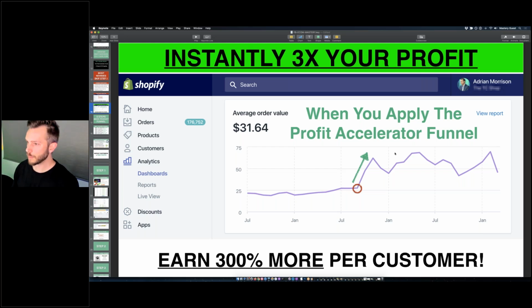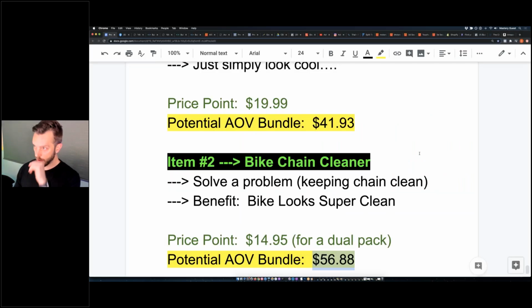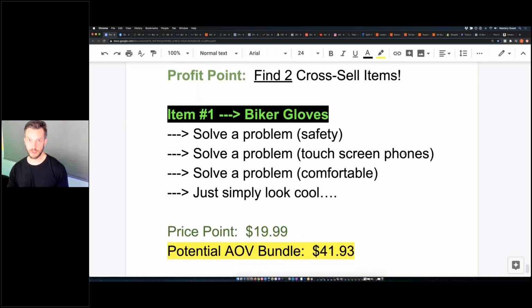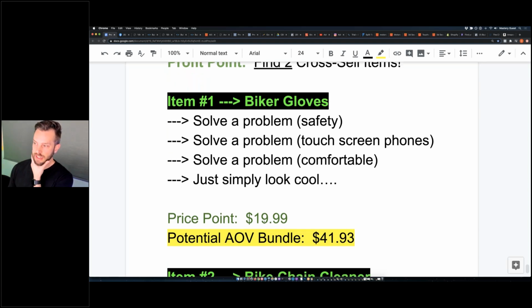Okay, so we know that we now have some additional products that we can add on there. Now you can choose different products if you want to. These are the ones that I would choose. Item number 1 is biker gloves. We're going to sell those at $19.99.